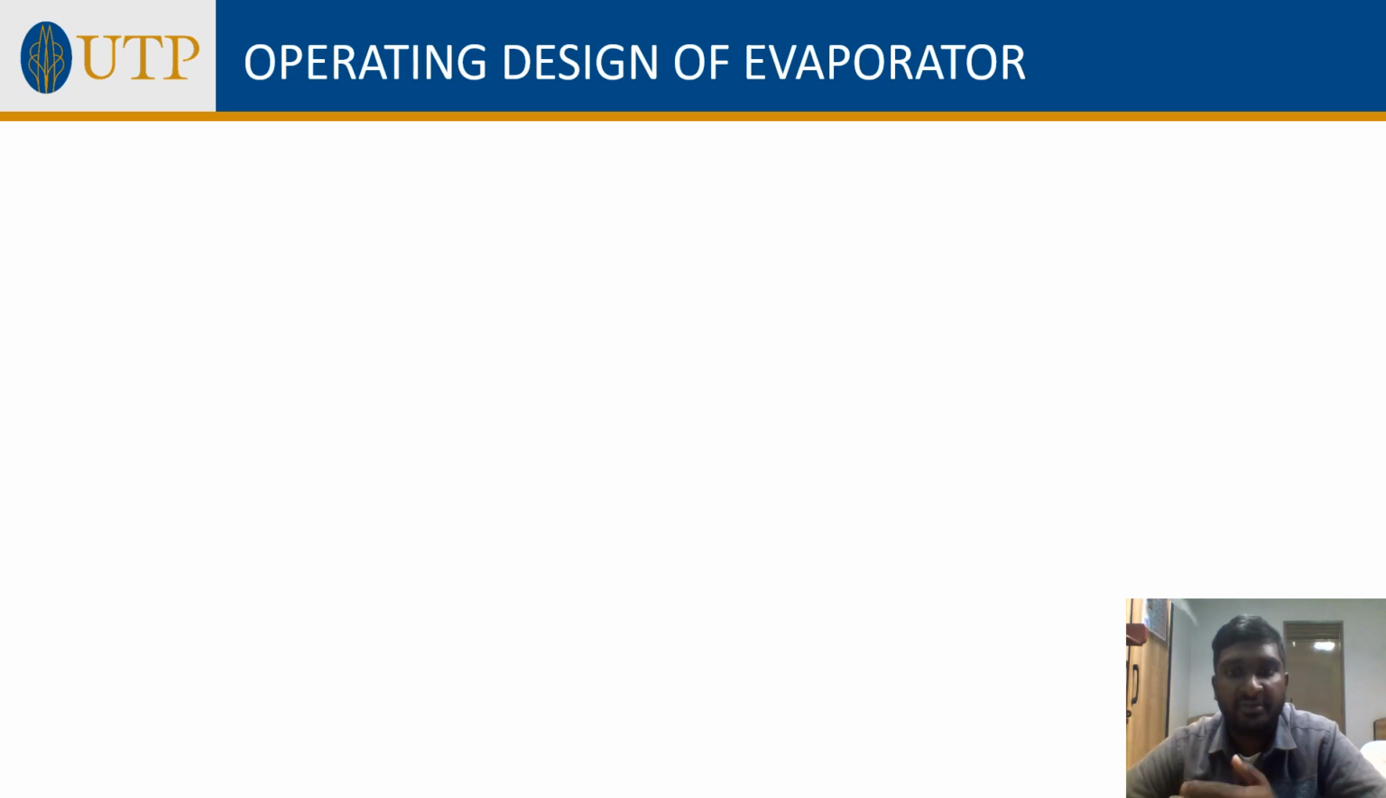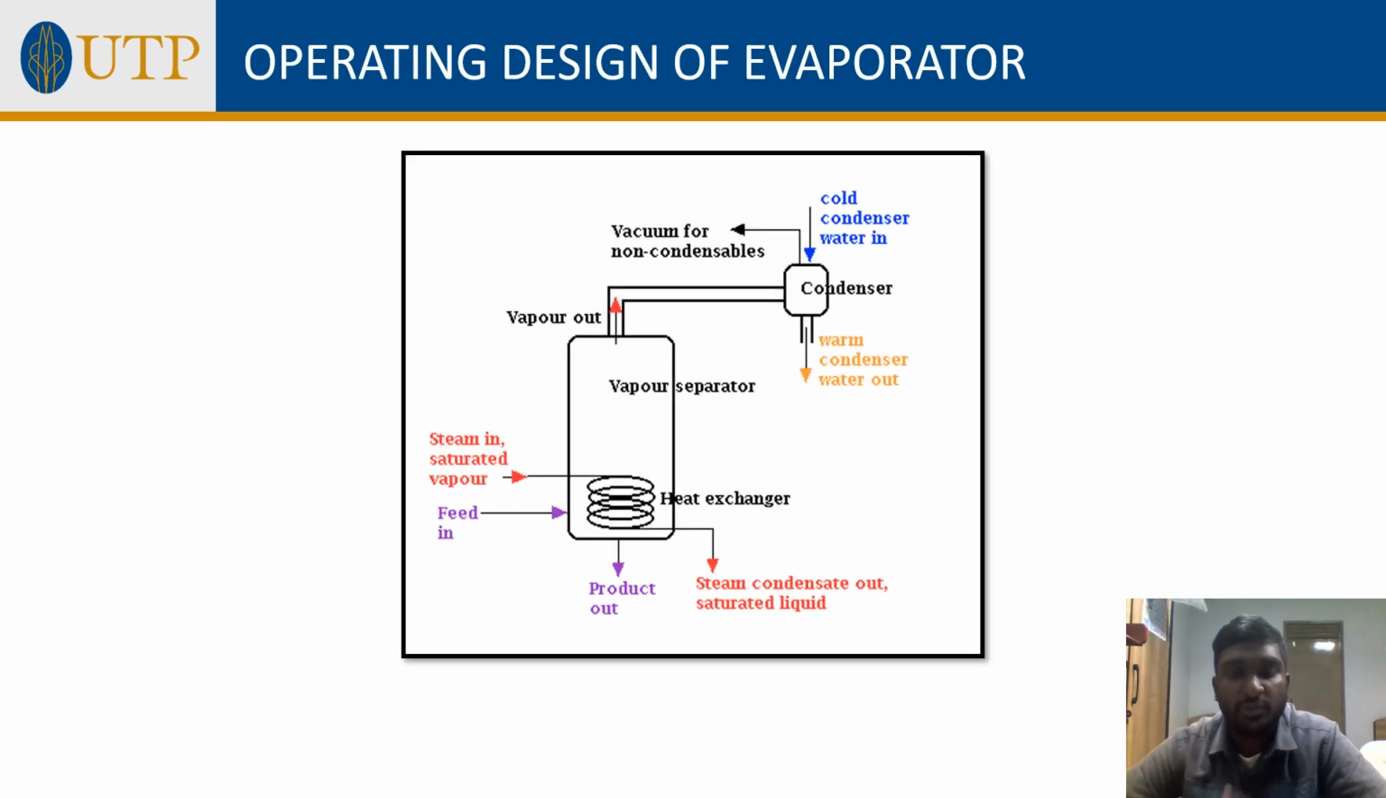Moving on to the operating design of the evaporator. The basic components of this process consist of heat exchanger, vacuum, vapor separator and condenser. The heat exchanger is enclosed in a large chamber and transfers heat from the heating medium, usually low pressure steam, to the product, usually via indirect contact surface. The vacuum keeps the product temperature low and the temperature difference high.